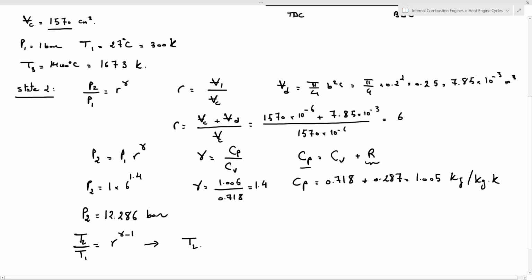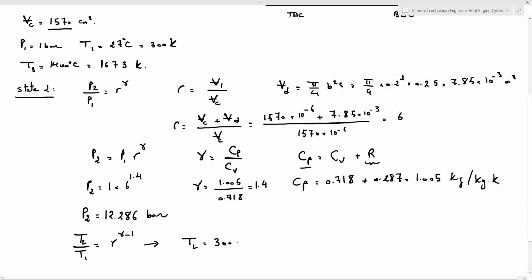Now for the temperature, so T2 divided by T1 is R to power gamma minus 1. So T2 will be equal to T1. So T1 is 300 Kelvin. So please be careful when using this equation to always put the temperature in Kelvin and not in degrees Celsius. So if you compute T2 by using T1 in degrees Celsius, you will obtain wrong results. Okay, so always convert the temperatures to Kelvin before using these equations.